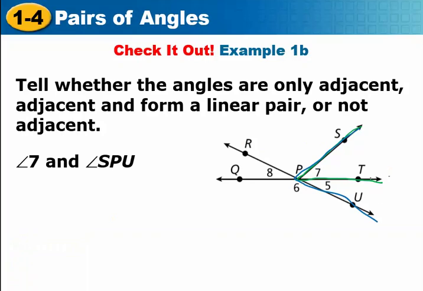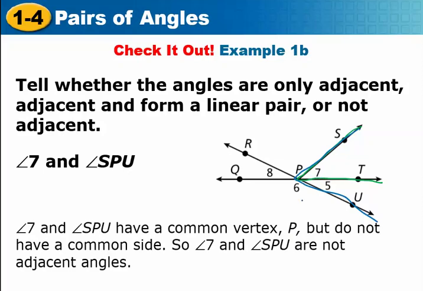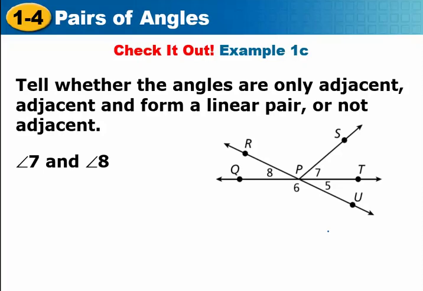Now this one's a little tricky. They do share a common side, don't they? But they're not next to each other. They're not adjacent. They're overlapping. They have this vertex here, and they have a side, but it's not a side that is next to each other. It's actually overlapping. So then we have to say that they're not adjacent.